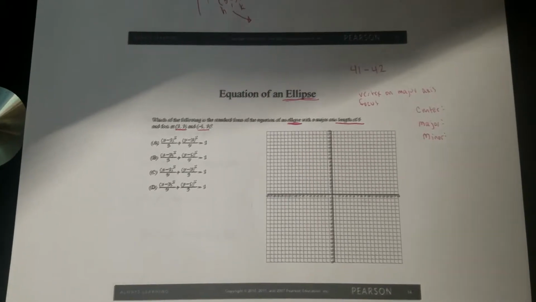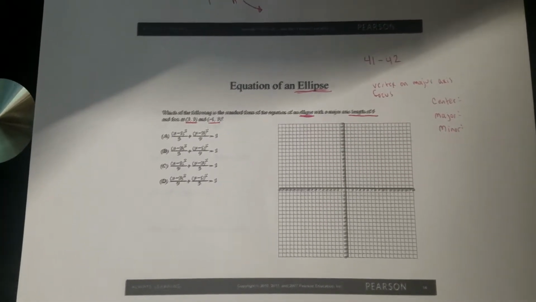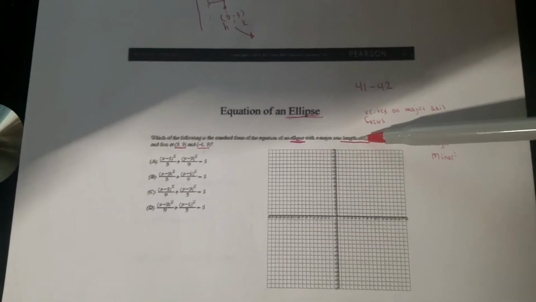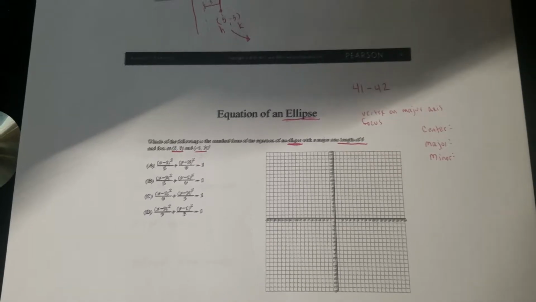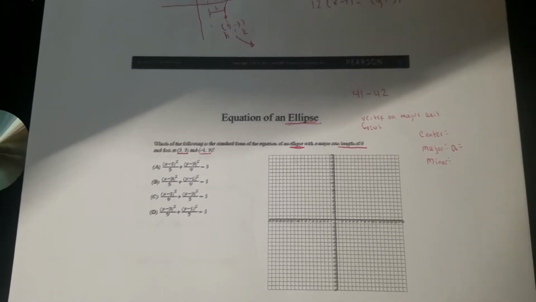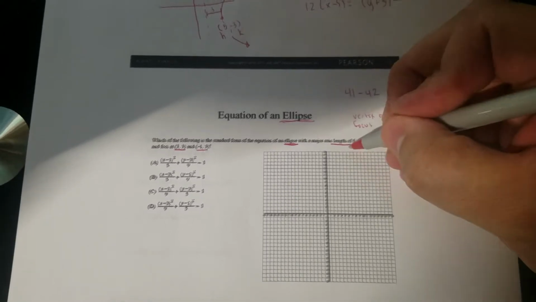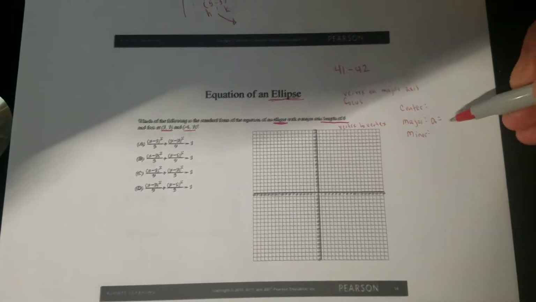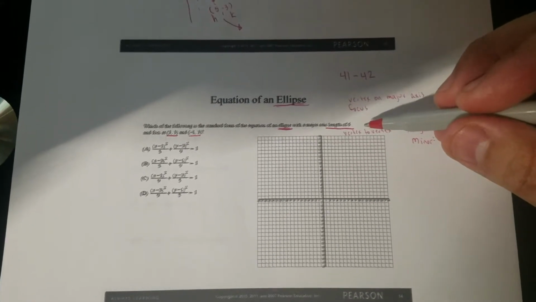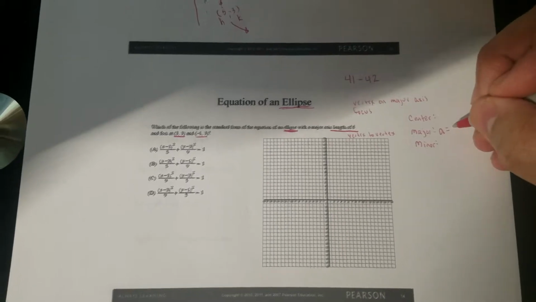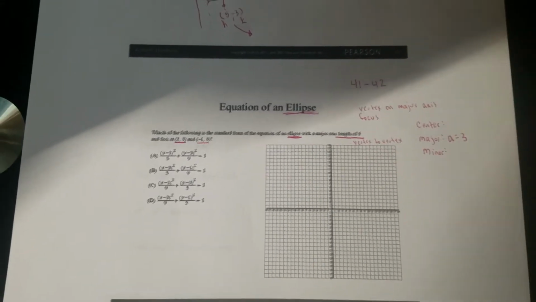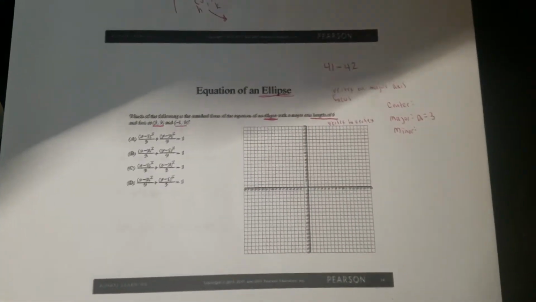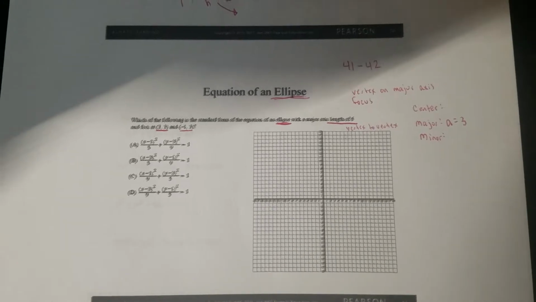When I start looking at this, here they didn't tell me anything about the center, but let's start with the major axis. If the major axis length is 6, that means my A value, okay, this is the length from vertex to vertex. So the major value is half of that. From the center to the vertex is what I'm looking for. So my A value, if the whole thing's 6, my major is 3.